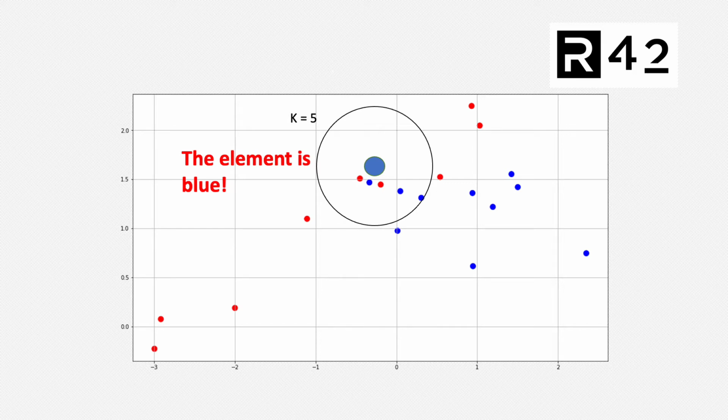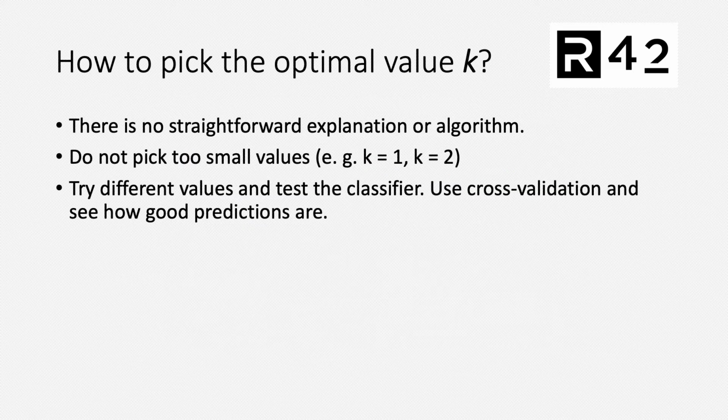But how do we know the minimal value when the predictions become stable? How do we pick the optimal value k? Unfortunately, there's no straightforward explanation or algorithm to find the optimal value, but here's some advice. First, the value shouldn't be too small, so it's not affected by outliers, and k equals 1 or 2 is probably a bad choice because the new element can be located next to a single outlier. The second is you can find the value by experiment.